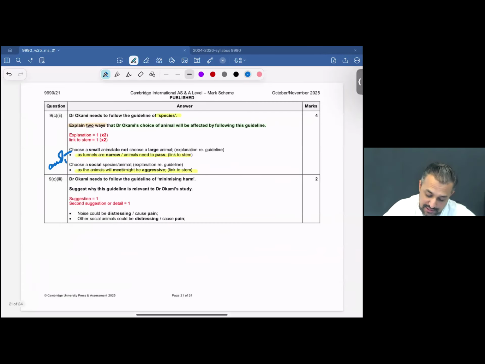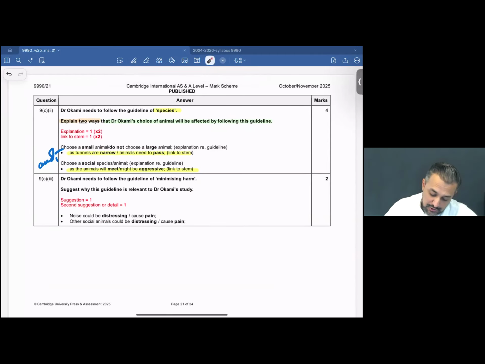So taking this ahead, Bismillahir Rahmanir Rahim. Dr. Okami needs to follow the guideline of minimizing harm. Suggest why this guideline is relevant. Why is it that this guideline is relevant? Noise could be distressing, or this could cause pain to animals. It's a narrow tunnel, 2 ends. Other social animals could be distressing, or this could be painful for the animals that Dr. Okami has chosen as participants in the research that is being mentioned here.